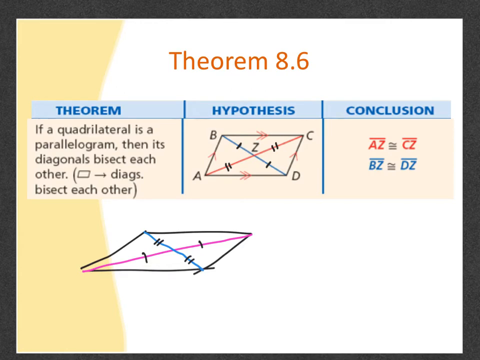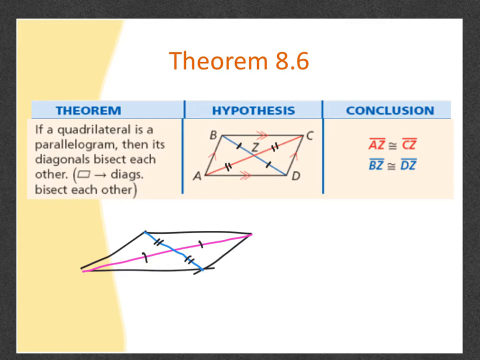So that's 5 things we know about a parallelogram. Opposite sides are parallel, opposite sides are congruent, opposite angles are congruent, diagonals bisect each other, and consecutive angles are supplementary. 5 properties of every parallelogram. As soon as you see it, you know those 5.